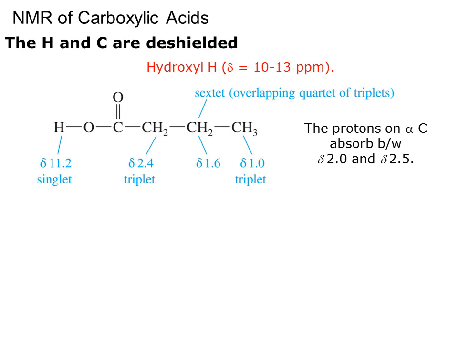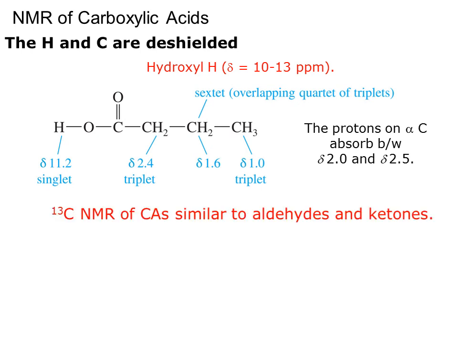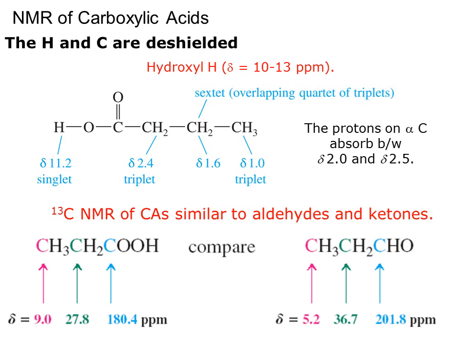For carbon NMR, we're looking at very similar ranges, somewhere around 180 to 200, similar to what we saw with ketones and aldehydes.